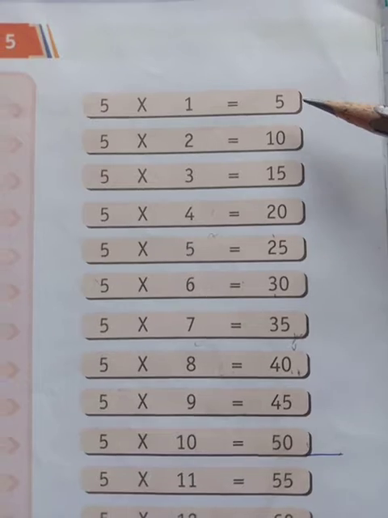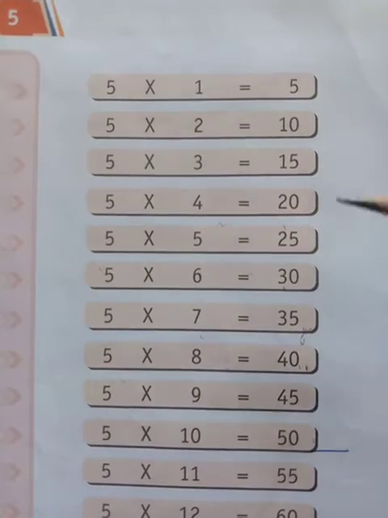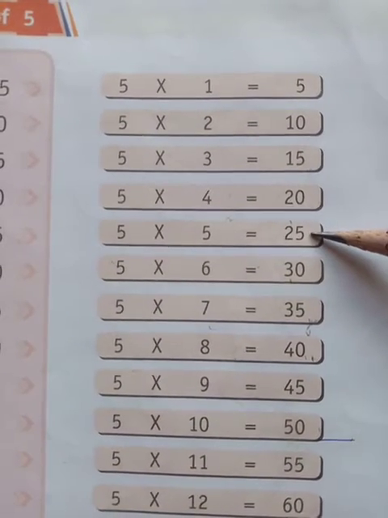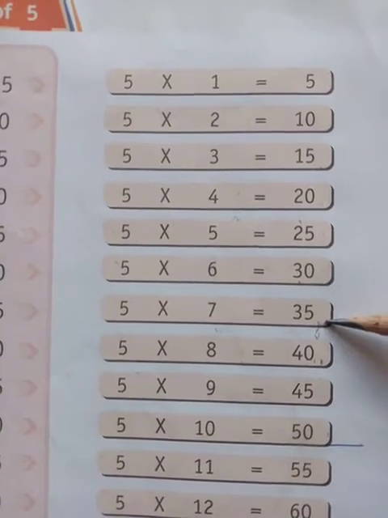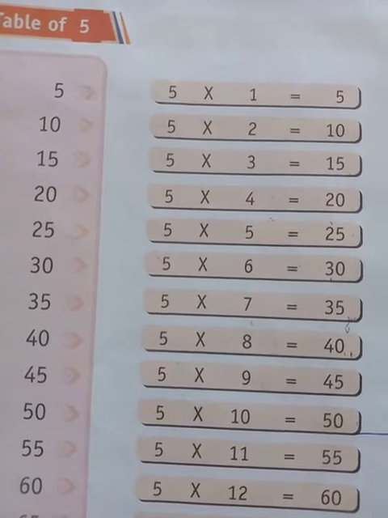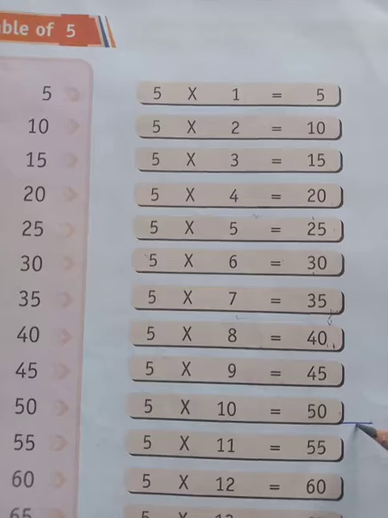5 table, see children. 5 1s are 5, 5 2s are 10, 5 3s are 15, 5 4s are 20, 5 5s are 25, 5 6 are 30, 5 7s are 35, 5 8s are 40, 5 9s are 45, 5 10s are 50.